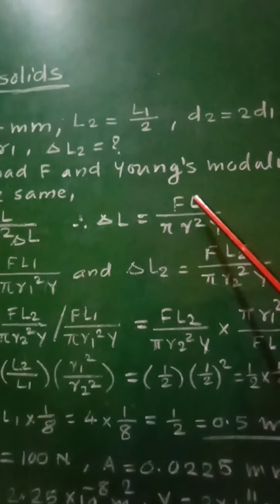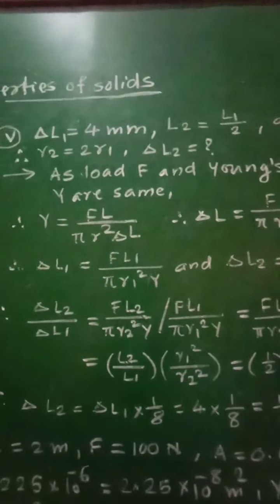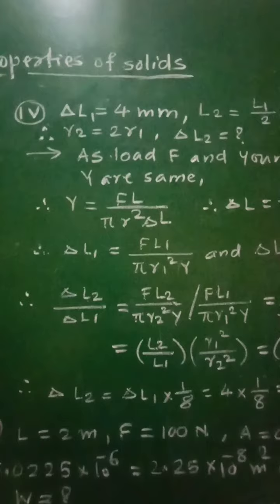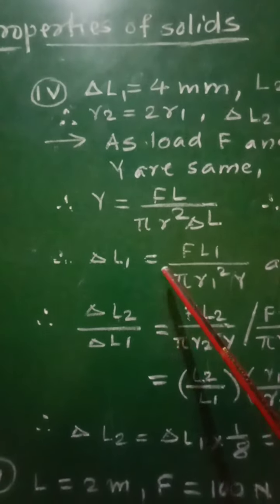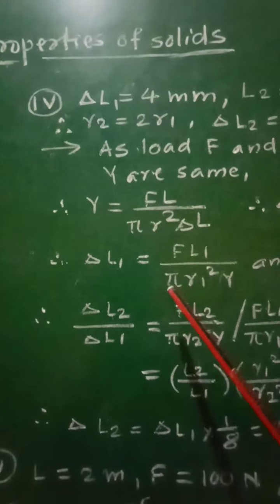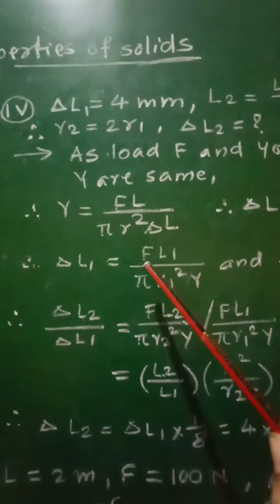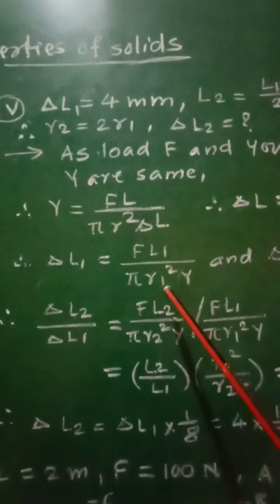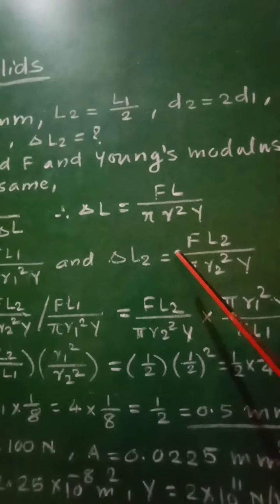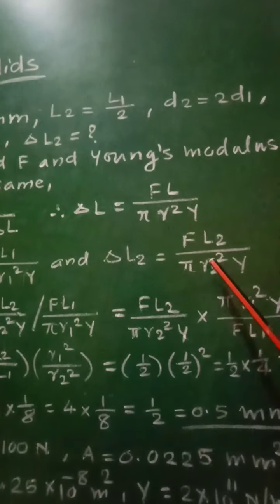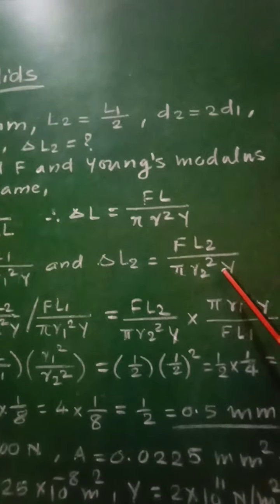Delta L is equal to FL upon pi R square Y, and therefore for delta L1 and delta L2 we can write the expressions as delta L1 equal to FL1 upon pi R1 square Y, and delta L2 will be equal to FL2 upon pi R2 square Y.